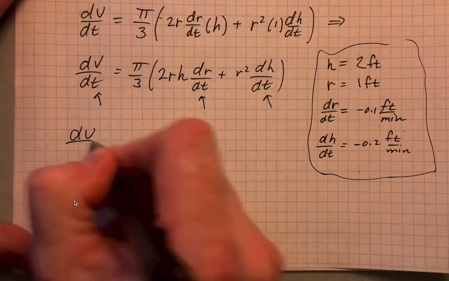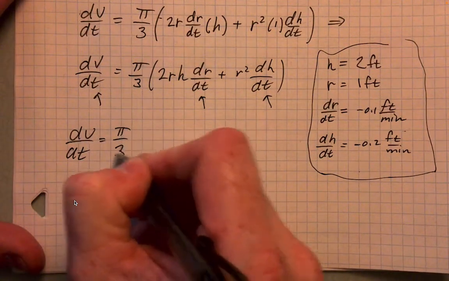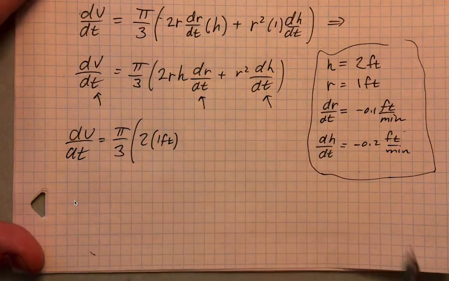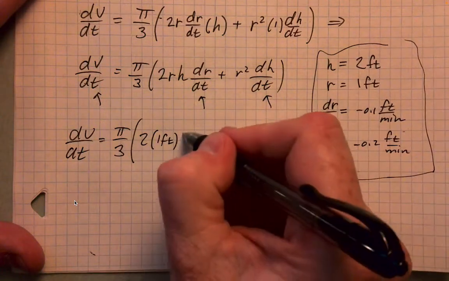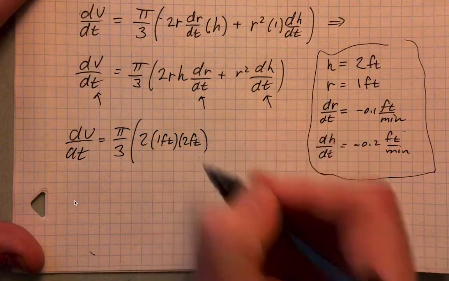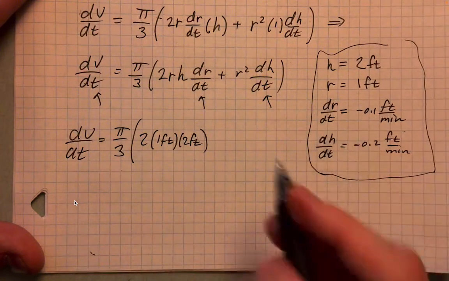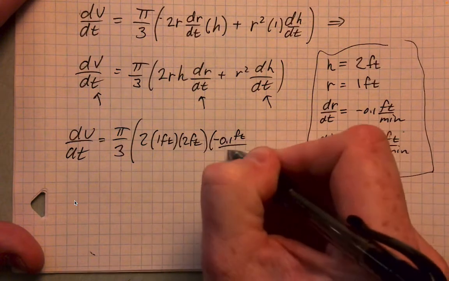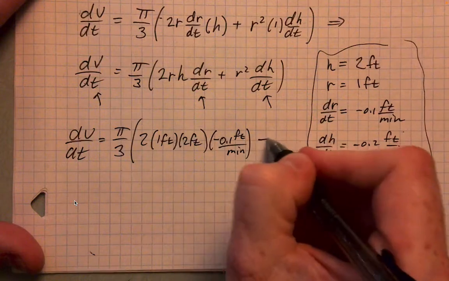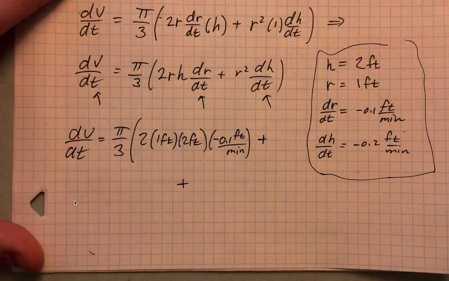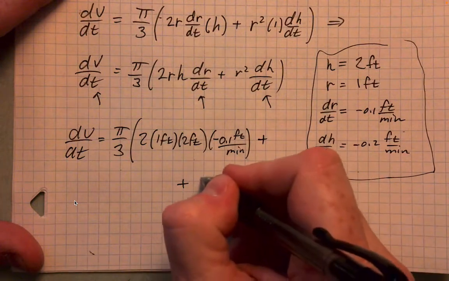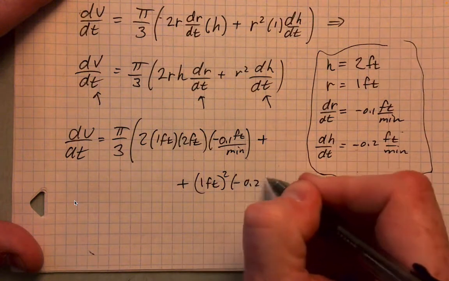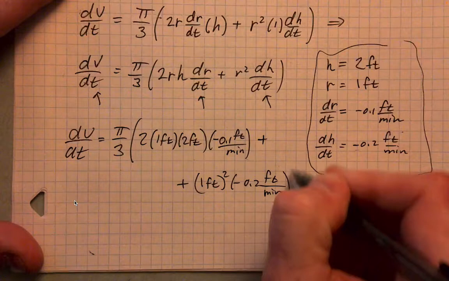So dV/dt then would be pi over 3, and then it's going to be 2 times r, which is 1 foot, and I'm going to leave the units in because I think it's useful to see that they all work out. And then h is 2 feet, and then dr/dt is negative 0.1 feet per minute. And looks like I'm going to run out of space here, so I'm going to switch down to the next line. And r is 1 foot, and we're going to square that. And dh/dt is negative 0.2 feet per minute.